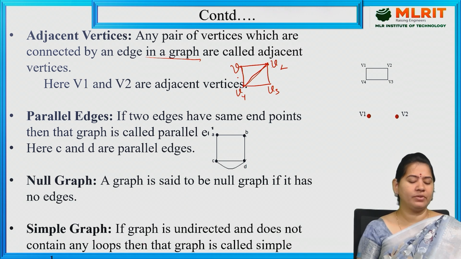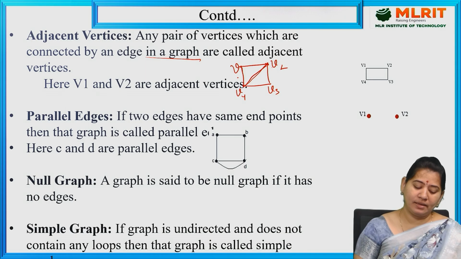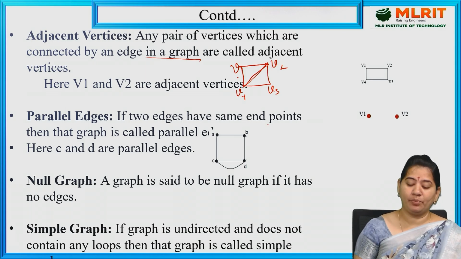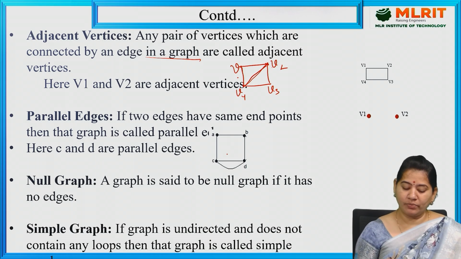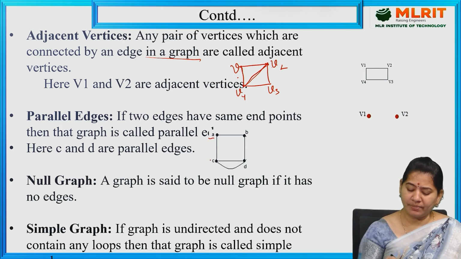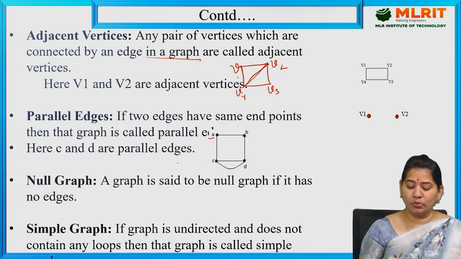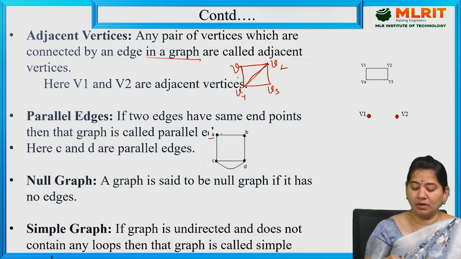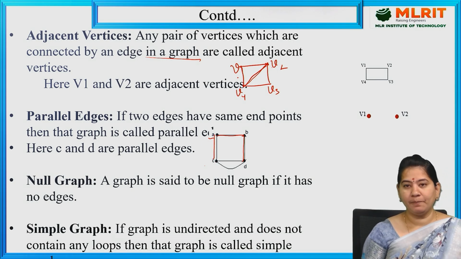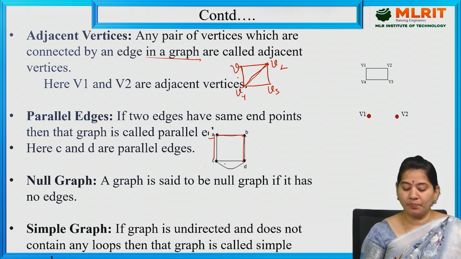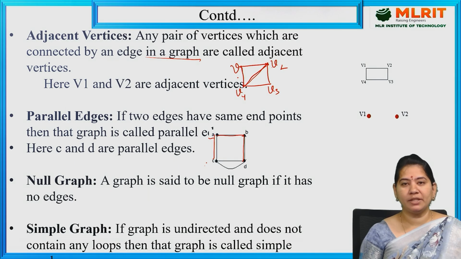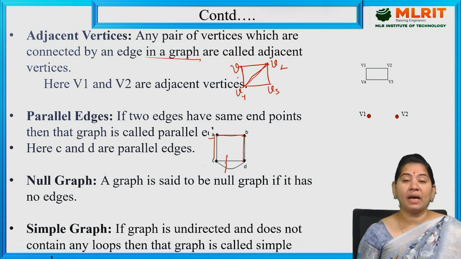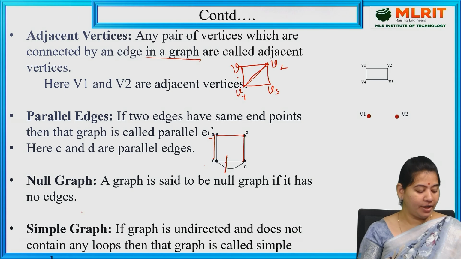So in the same way, we have parallel edges. So what are parallel edges? If two edges have the same endpoints. Let us suppose here I have taken one figure where I have A, B, C, D, and two edges are having the same endpoints. Now if you observe, A to C is one edge, and B to D is one edge. Now if we observe C to D, we have two edges, but we have only one pair of vertices. So one pair of vertices is connected with two edges, and those two edges we can call parallel edges.